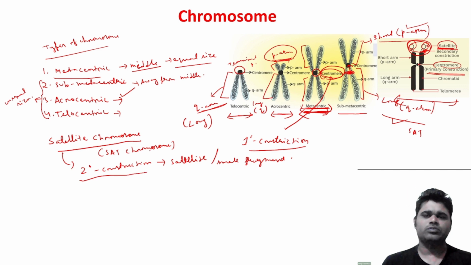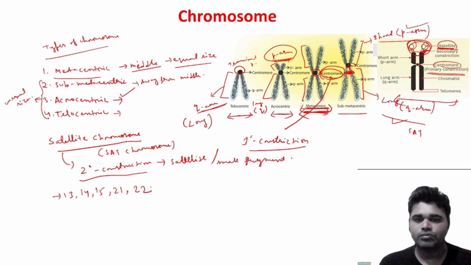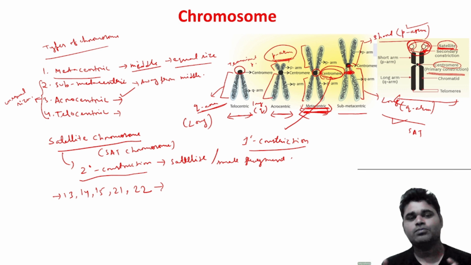Not all chromosomes are satellite chromosomes. Some chromosomes contain a satellite. Which chromosomes? In human beings, it is chromosomes 13, 14, 15, 21 and 22. So these 5 chromosomes form the satellite or the secondary constriction. These exact 5 chromosomes are called SAT chromosomes or satellite chromosomes.